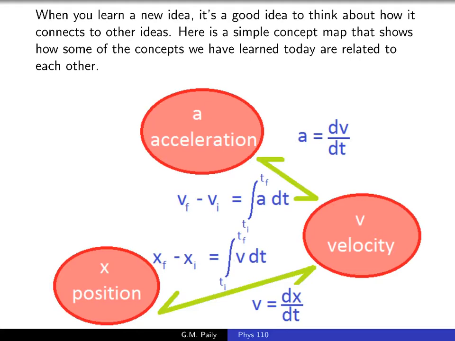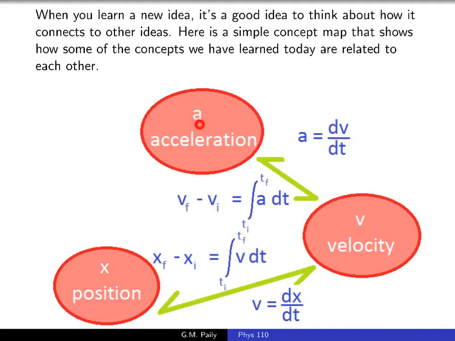In this course, whenever you learn a new idea, it's a good idea to think about how it connects to the other concepts that you have learned. In this case, in Chapter 2, we have learned about position, velocity, and acceleration. How do we connect these concepts? We know that we can go from velocity to acceleration by taking the derivative, that is, feeding in the velocity to this derivative operation and getting the acceleration.